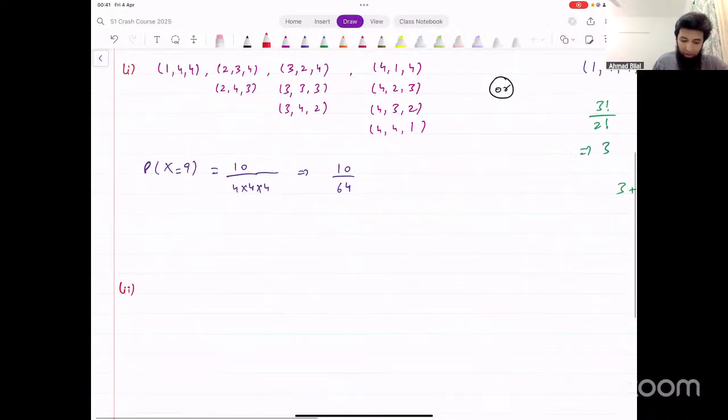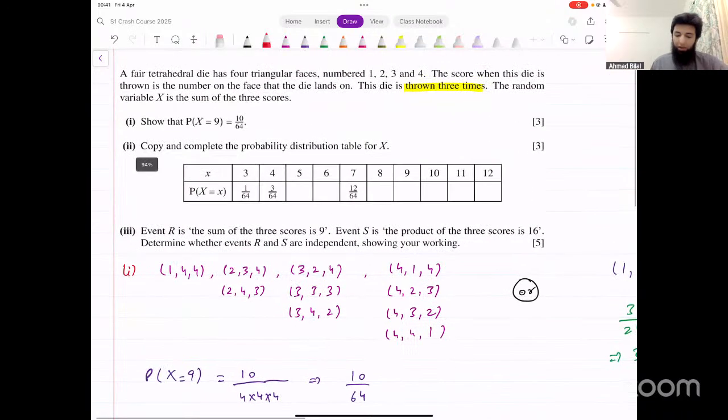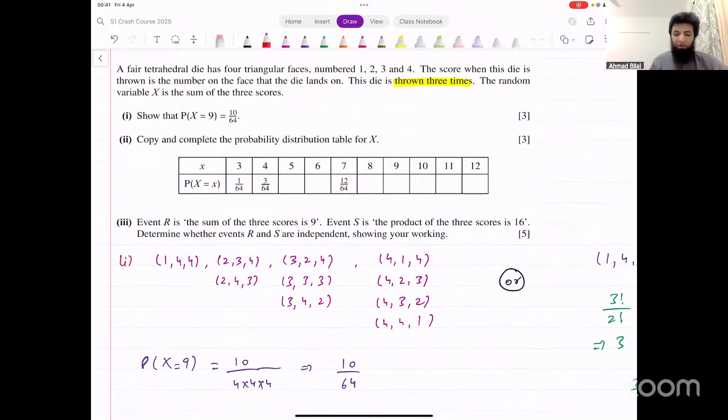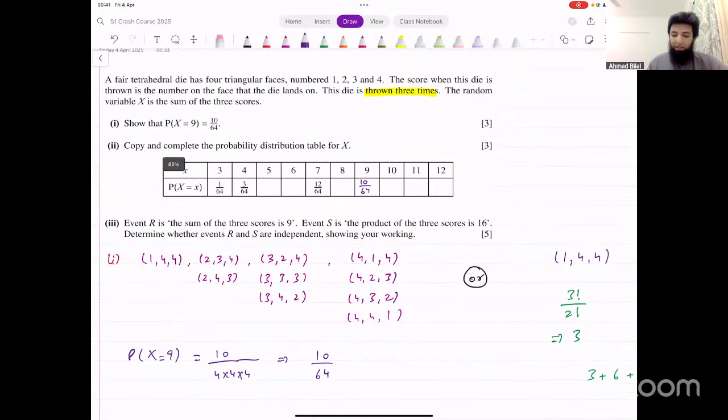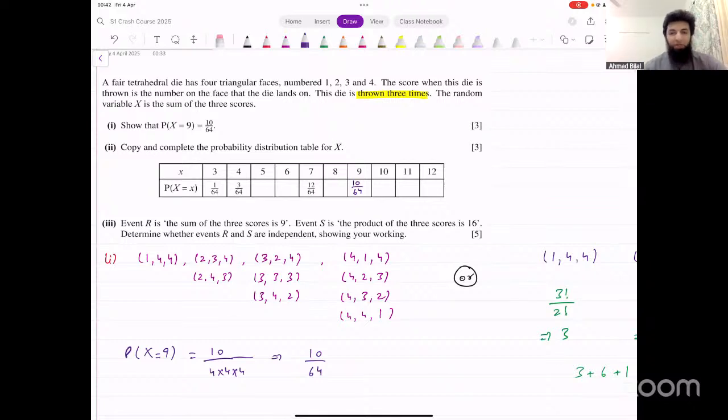Okay, part 2. Now copy and complete the distribution table for x. Whatever you did for x equal to 9, you have to do that for the rest of the numbers. How would you do this? Let's write this down. First of all, this is 10/64. How do we complete this table now? We have 5 probabilities left to calculate. Start from the extreme ones first. They will be quicker.